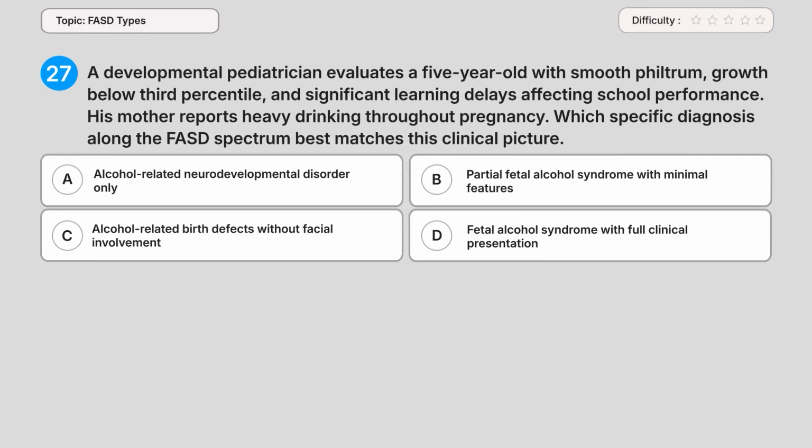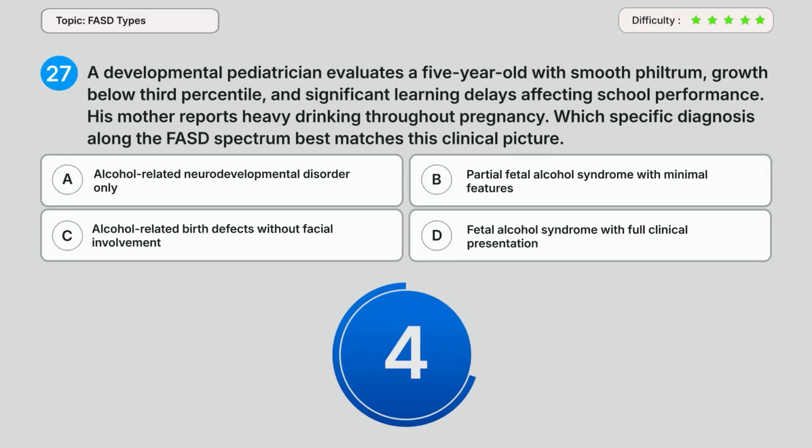Question 27. A developmental pediatrician evaluates a 5-year-old with smooth philtrum, growth below 3rd percentile, and significant learning delays affecting school performance. His mother reports heavy drinking throughout pregnancy. Which specific diagnosis along the FASD spectrum best matches this clinical picture? A. Alcohol-related neurodevelopmental disorder only. B. Partial fetal alcohol syndrome with minimal features. C. Alcohol-related birth defects without facial involvement. D. Fetal alcohol syndrome with full clinical presentation. What do you think is the answer?